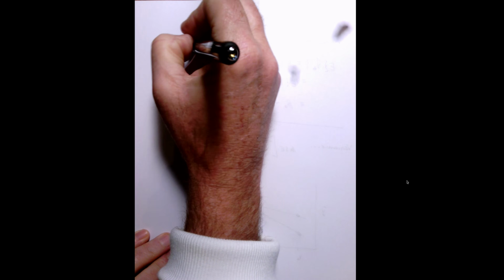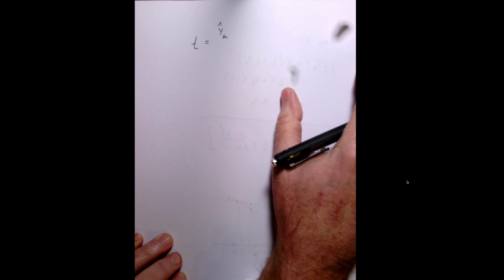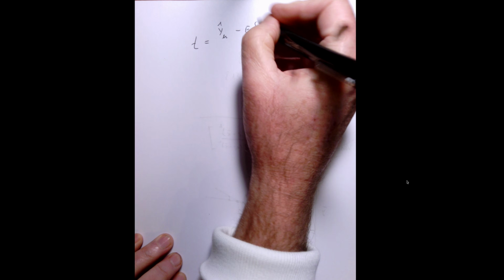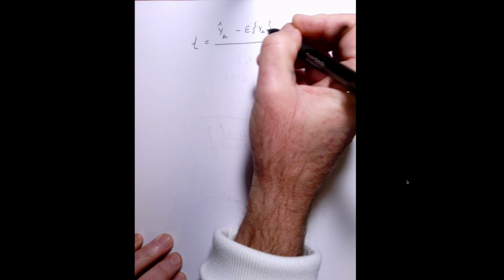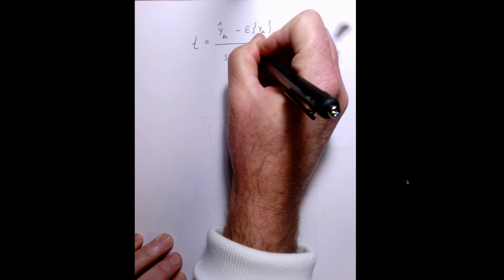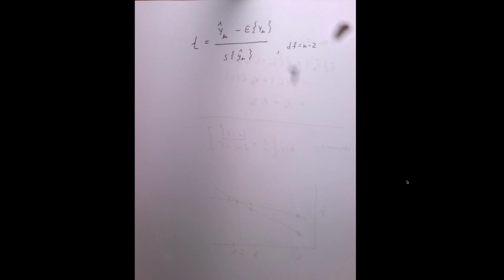A test statistic would look like this. We would have our predicted value of y at the particular x sub h minus the expected value of y sub h, over, of course, the standard deviation of our y hat sub h's. Turns out that we lose 2 degrees of freedom, because again we're making these calculations based on a beta 0 and a beta 1.